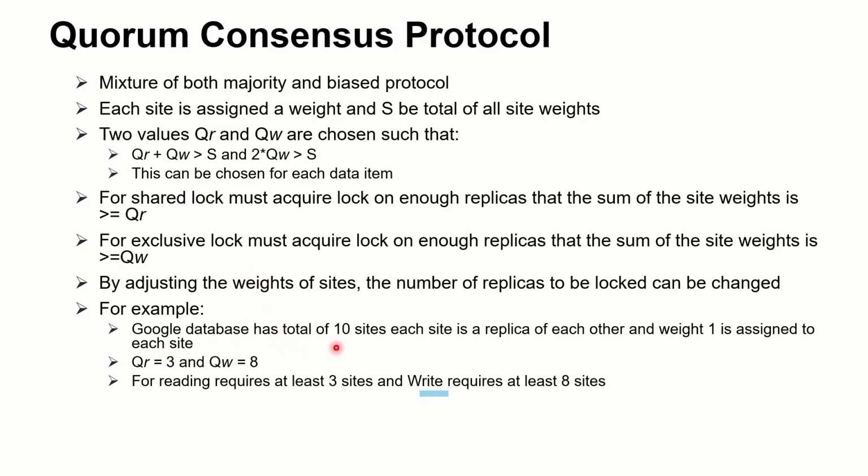So let's take an example. The Google database has a total of 10 sites. Each site is a replica of the others, and each site has weight 1. Now take QR as 3 and QW as 8.